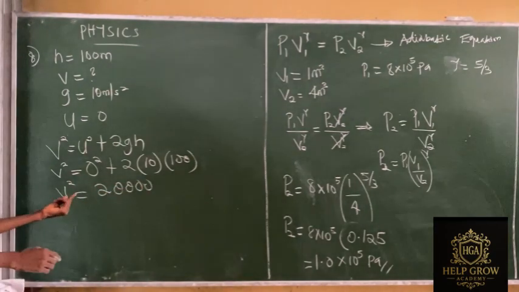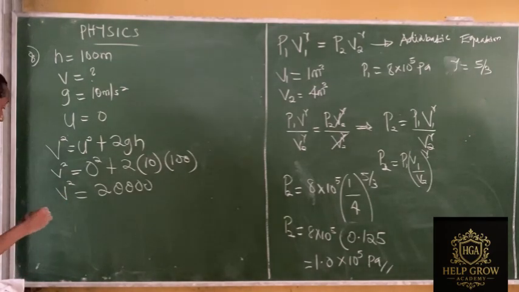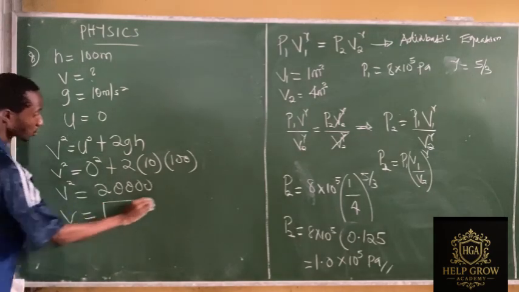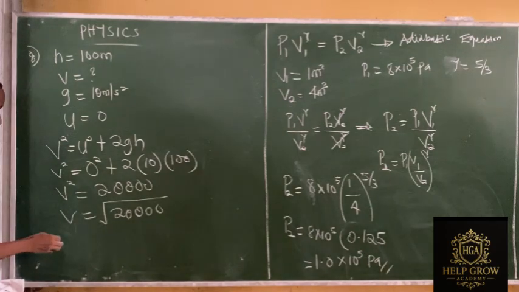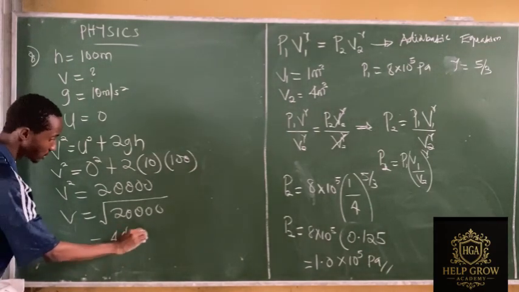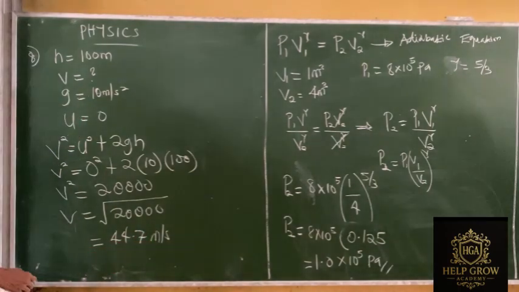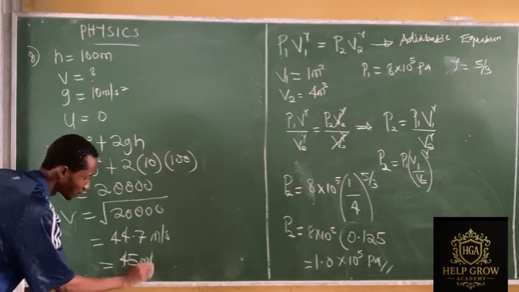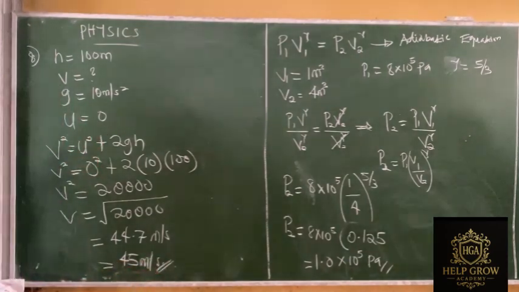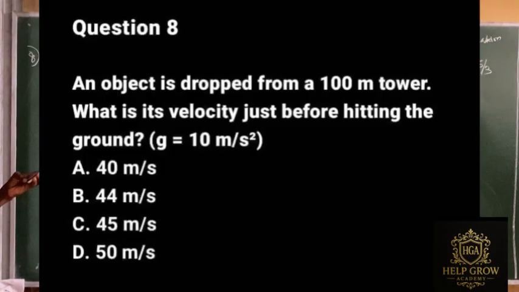We are looking for V and not V square, so we take the square root of both sides. V is equal to the square root of 20,000. This will give us what? 44.7 meters per second. If we approximate this, we're going to have 45 meters per second. This is the final answer. So the correct option there is option C with 45 meters per second.